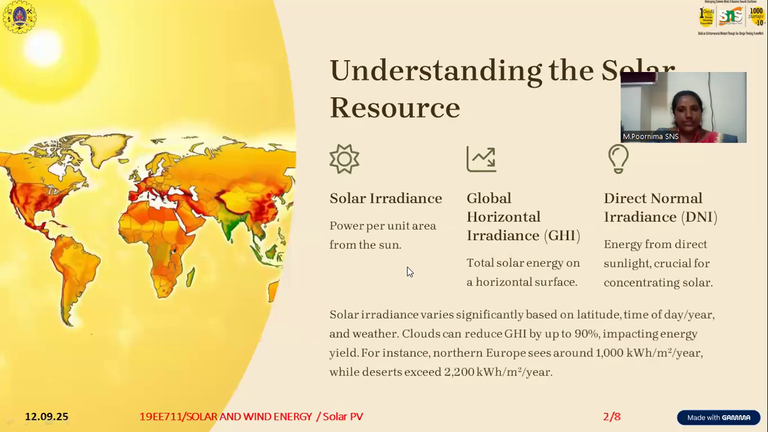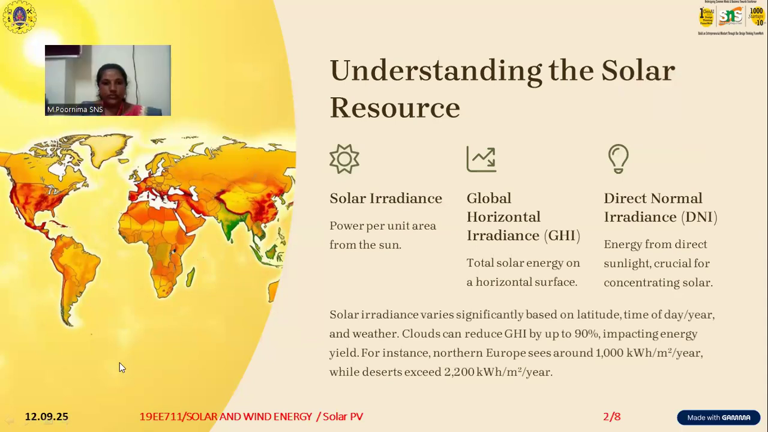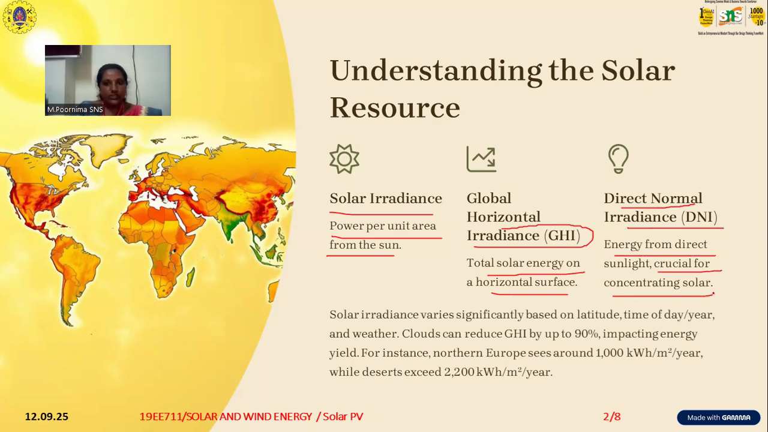Now coming to understanding solar resources. What is an understanding of solar resources? First is solar irradiance, the power per unit area from the sun. Global horizontal irradiance, GHI, is the total solar energy on a horizontal surface. And direct normal irradiance, DNI, is the energy from direct sunlight, crucial for concentrated solar.